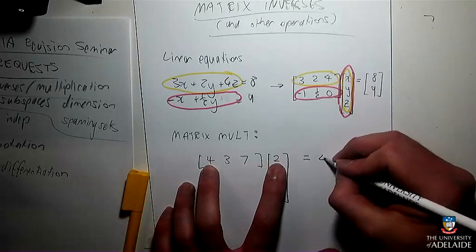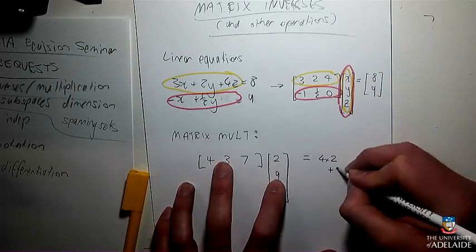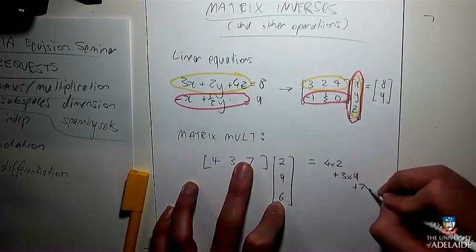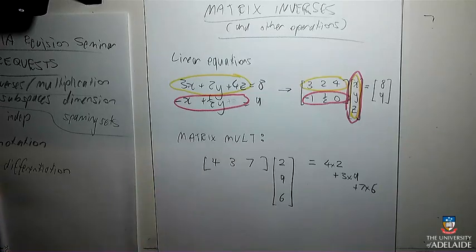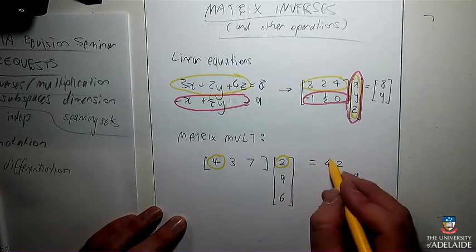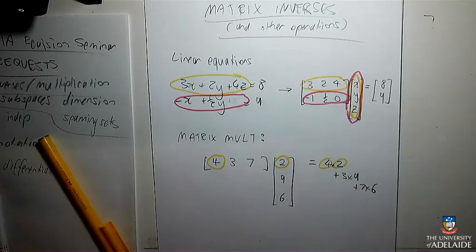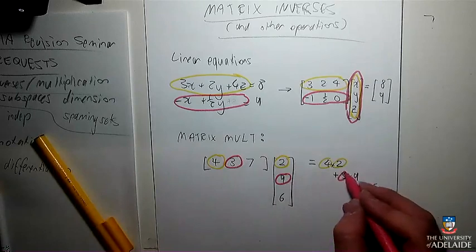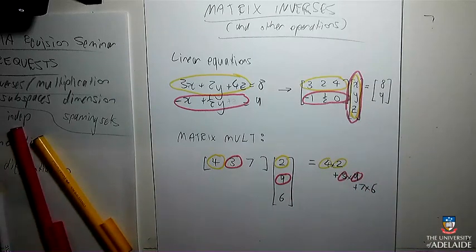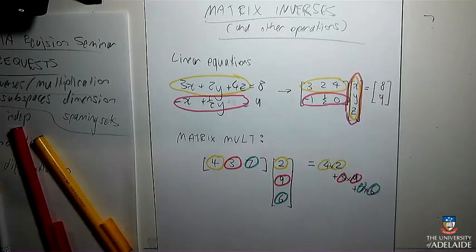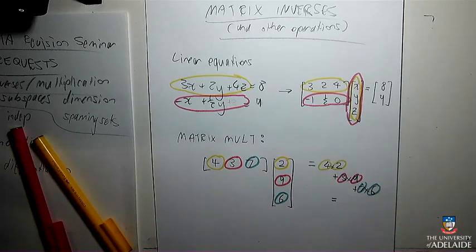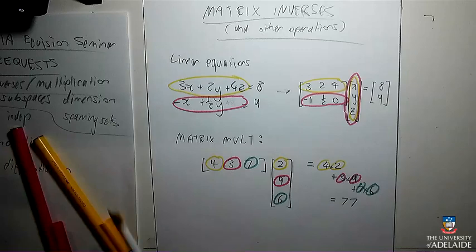So you'll get 4 times 2 plus 3 times 9 plus 7 times 6. And just to be absolutely clear what's going on, the first two multiply and the second two multiply and the third pair multiply. And you get whatever answer you get. It's just a single number. 8 plus 27 would be 35, plus 42 would be 77. Cool. How very biblical.